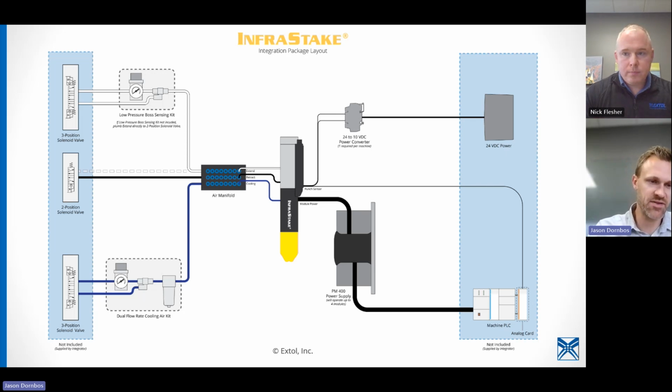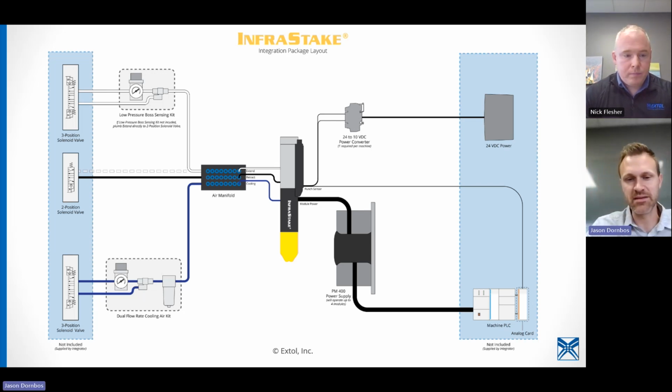So on the left hand side, there's a couple different valves. There are two 3-position solenoid valves. One is for the cooling air. One is for the punch air that allows us to do low pressure boss sensing. And then the other is a 2-position solenoid valve that controls the punch motion firing back and forth.